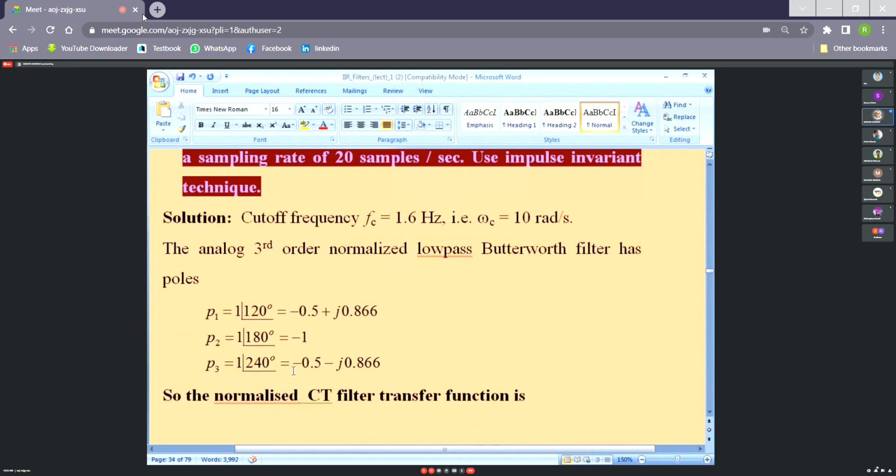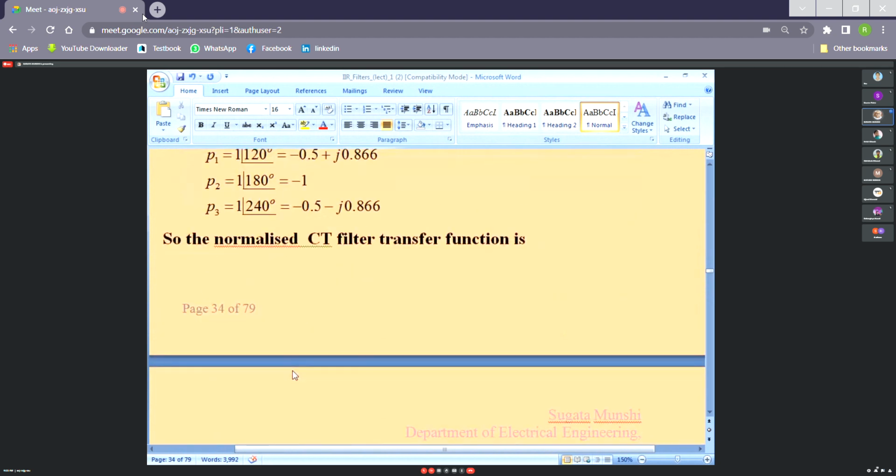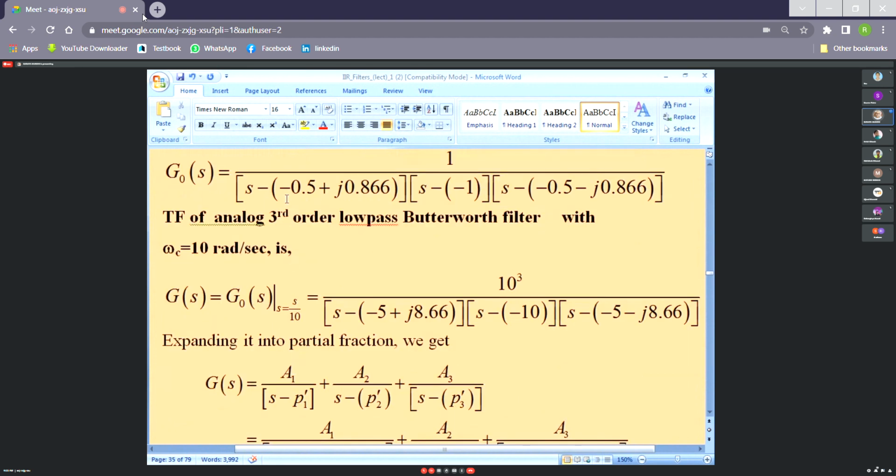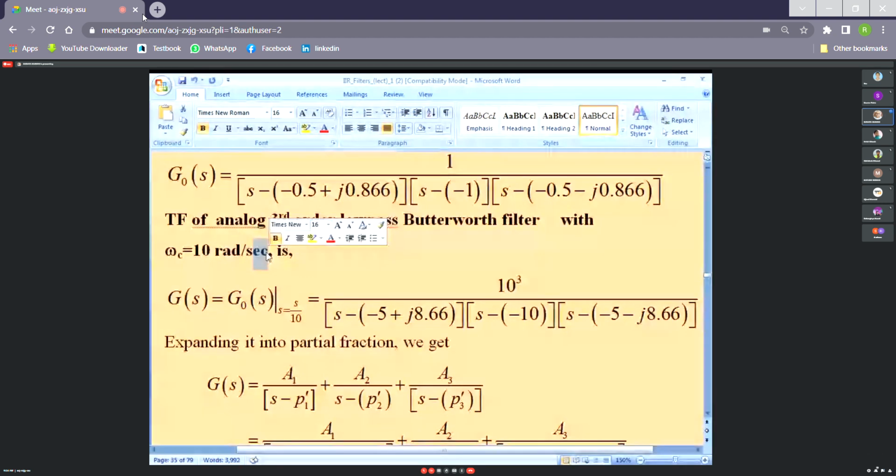So the transfer function of the normalized analog low pass Butterworth filter, third order, is as shown. You can straightaway write this expression. From this, you have to obtain the transfer function of an analog third order low pass Butterworth filter with cutoff frequency of 10 radians per second. All right.